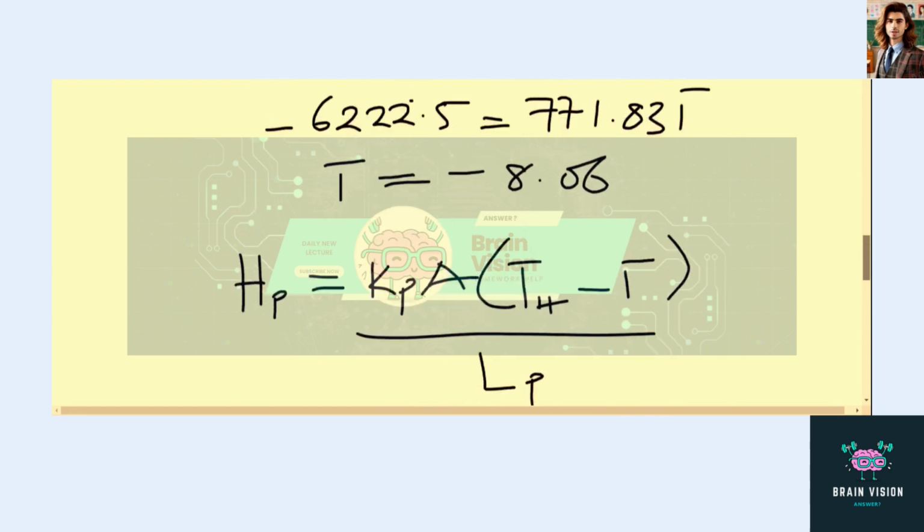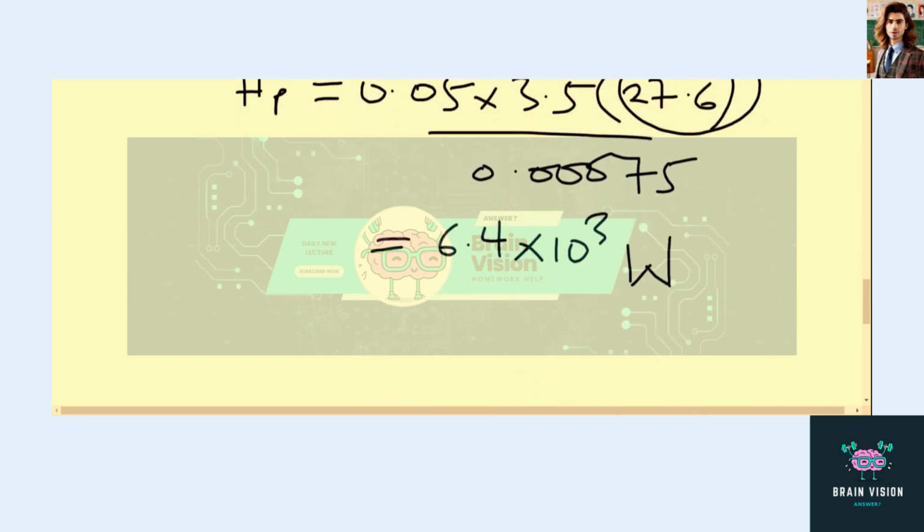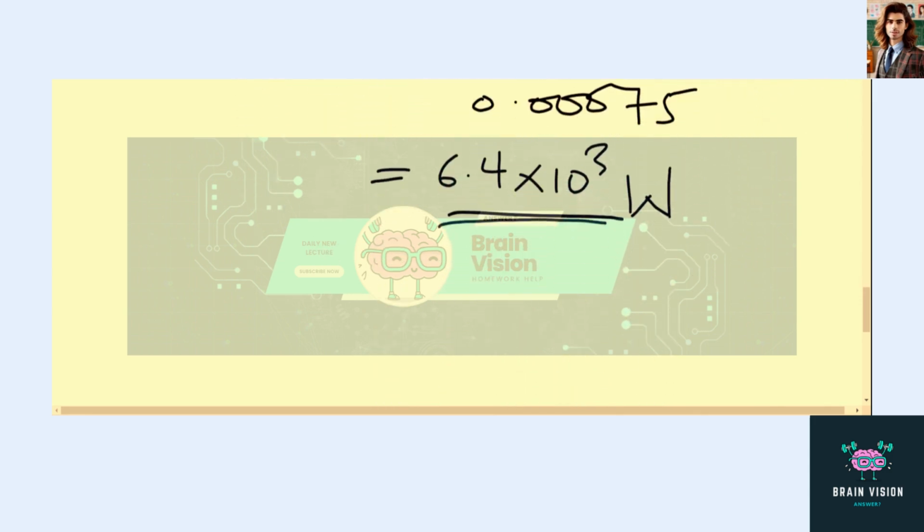Don't be confused about how we have this. We have our 19.5 minus negative 8.06, and that is how come we have this 27.6. So this is what we get.